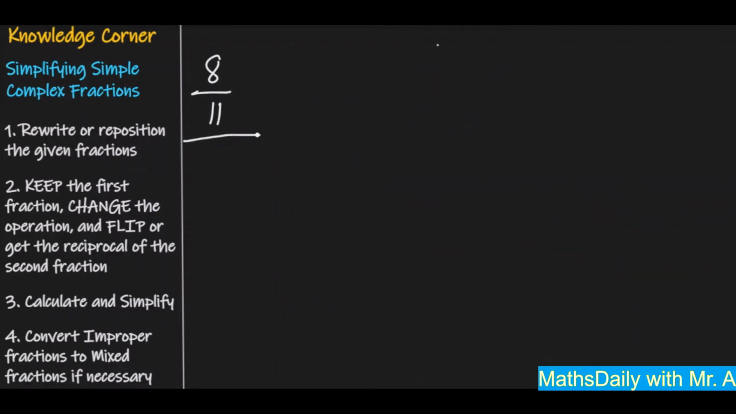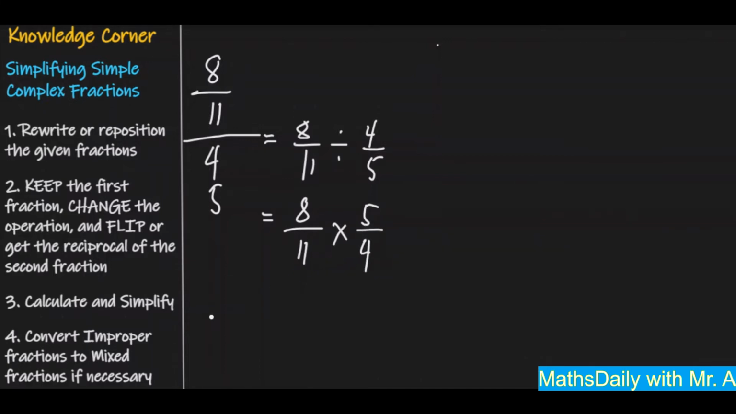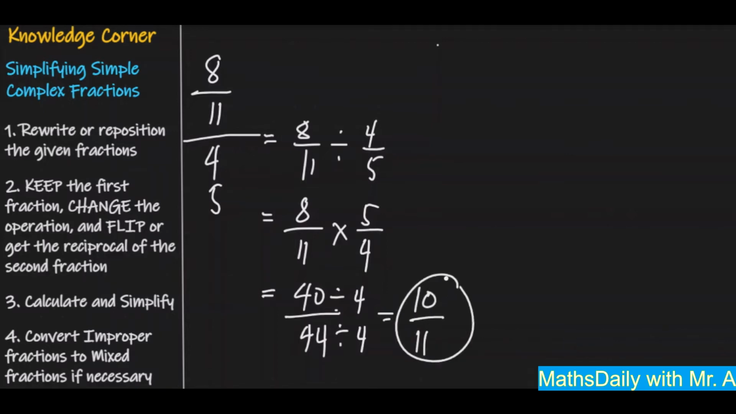8/11 divided by 4/5. Step 2, keep, change, and flip. 8/11 times 5/4. Let's calculate. 8 times 5 is 40 over 11 times 4 is 44. Let's simplify. Divided by 4, divided by 4. This is 10/11. This is the final answer.